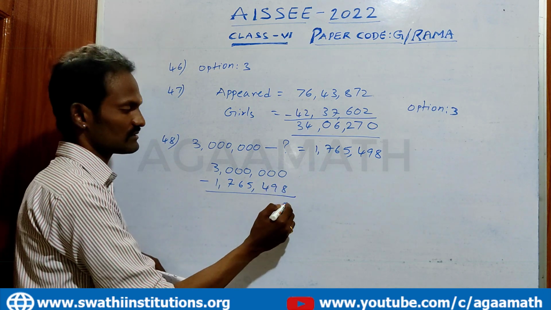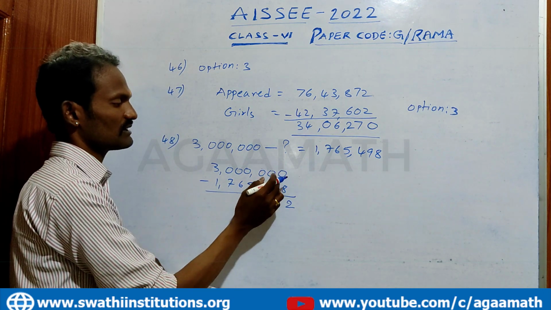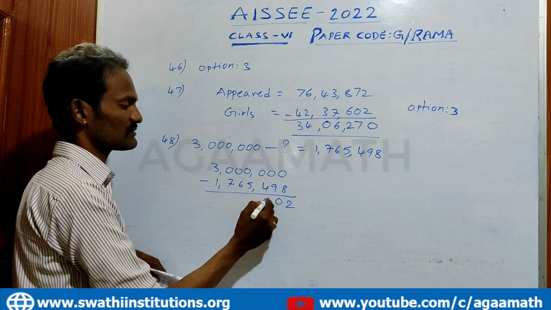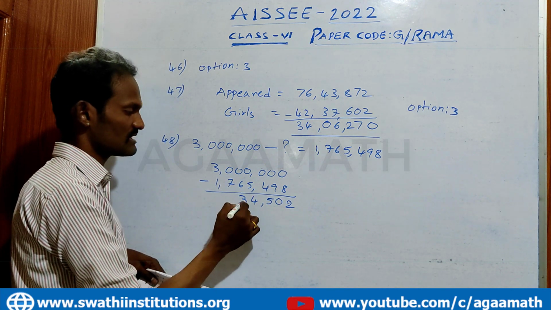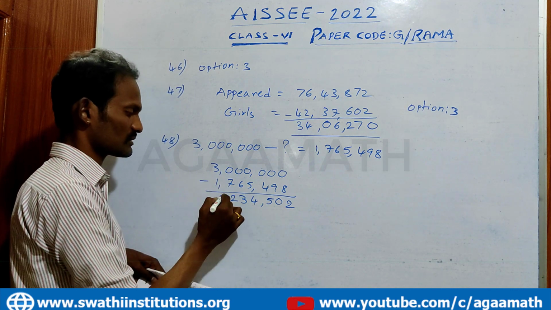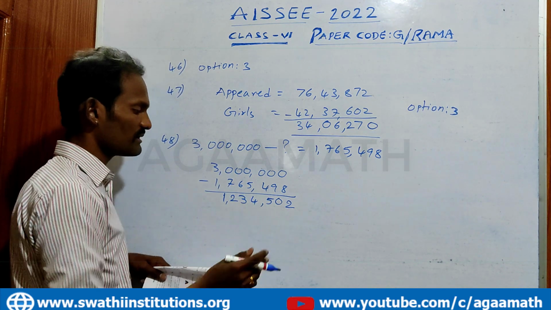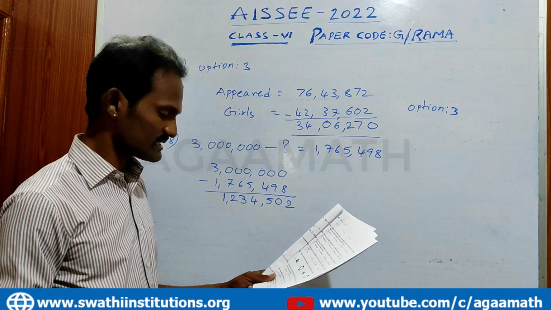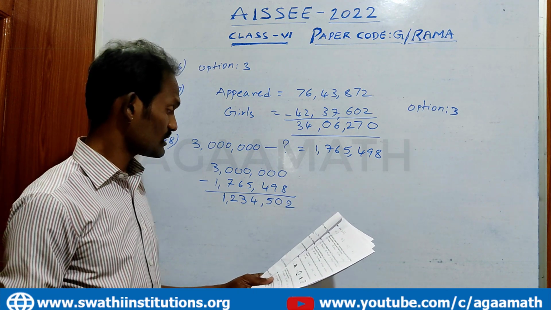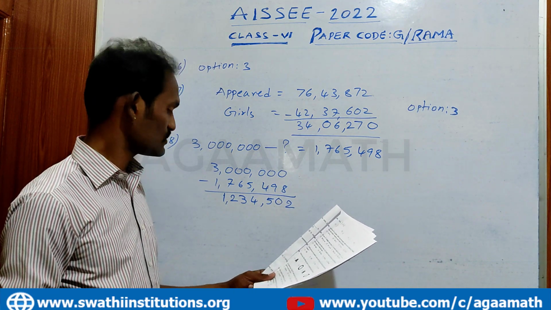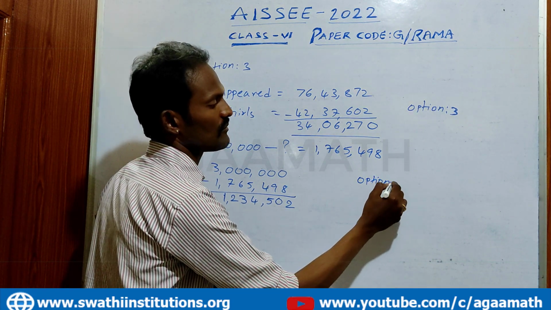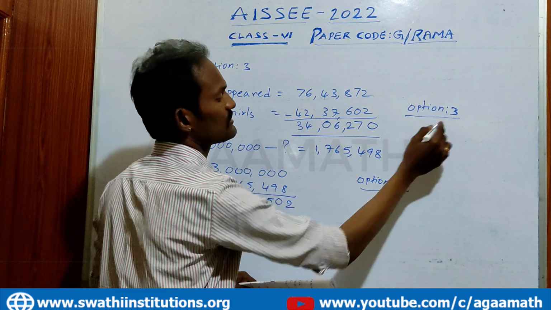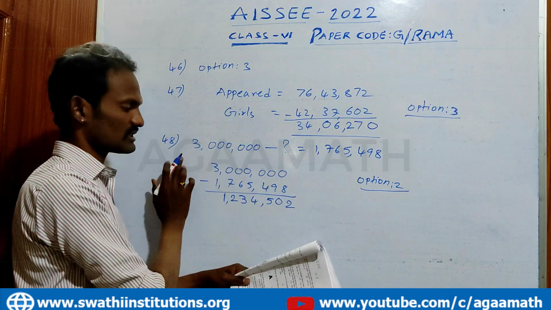10 minus 8, 2. 9 minus 9, 0. 9 minus 4, 5. 9 minus 5, 4. 9 minus 6, 3. 9 minus 7, 2. 2 minus 1, 1. So the answer is 1,234,502. Option 2. So option 2 is the right answer for the 48th question.